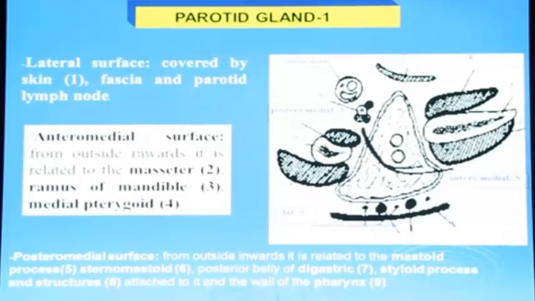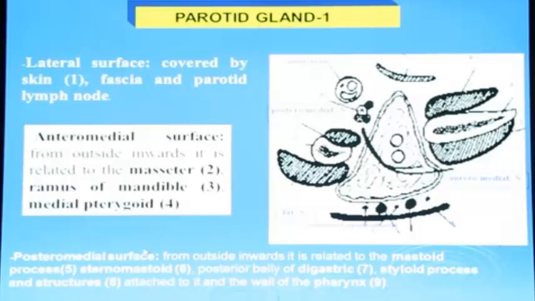The anteromedial surface, from outside inward, is related to the masseter muscle, the ramus of the mandible, and the medial pterygoid.